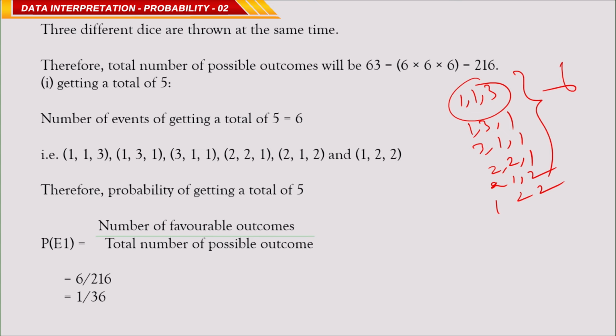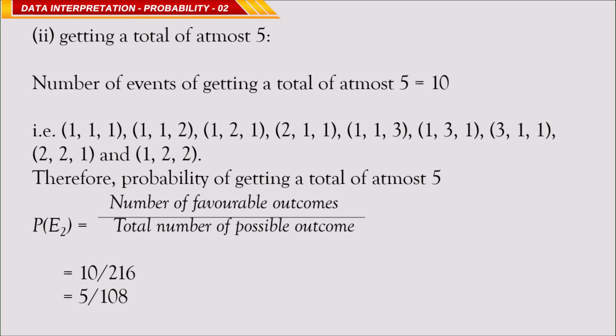So the favorable outcomes are 6 and the total number of possible outcomes is 216. So it is 6 by 216, and 6 ones are 6, 6 36s are 216, so the answer is 1 by 36. This is very important. Okay, and the next: getting a total of at most 5.